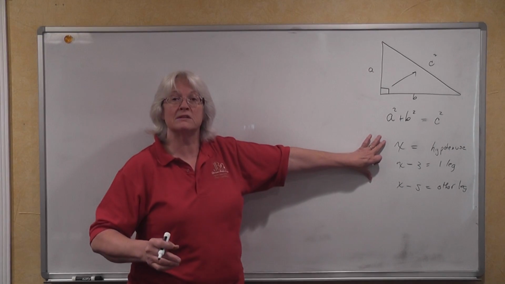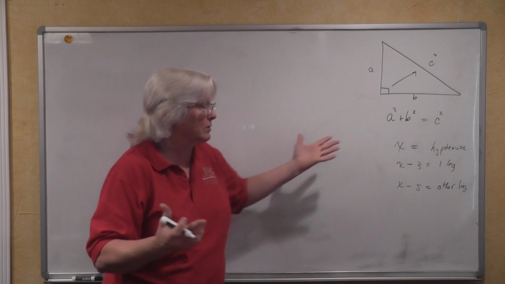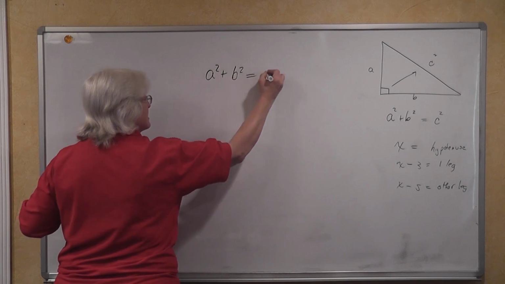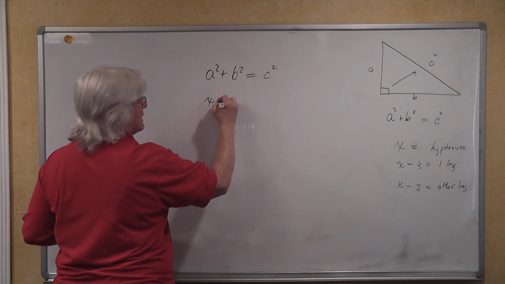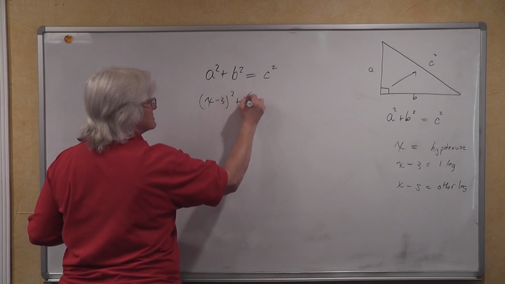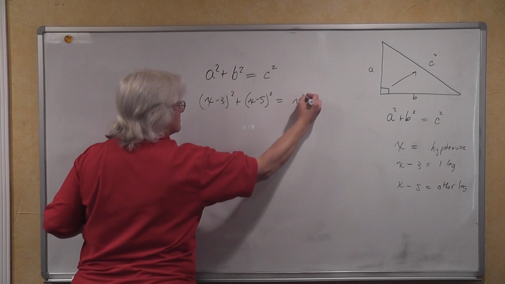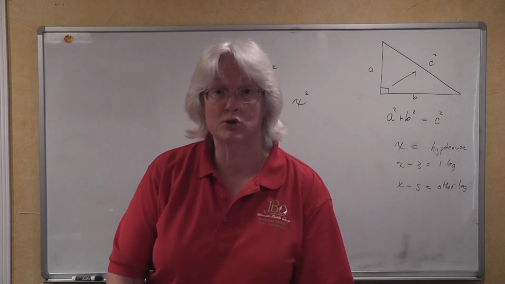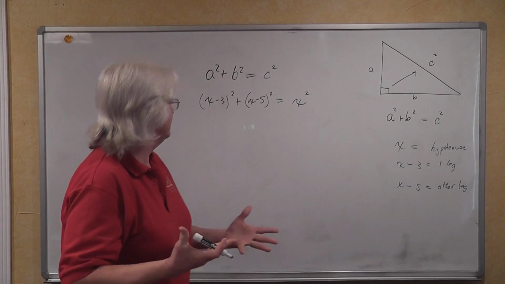Now, where are we going to substitute these variables? What sort of an equation are we going to come up with? Well, we're going to simply use the Pythagorean theorem: a squared plus b squared is equal to c squared. A and b are the legs of the triangle, so we have x minus 3 quantity squared plus x minus 5 quantity squared is equal to x squared. And everybody look at that and make sure that you understand exactly why we're going to set up that problem that way.